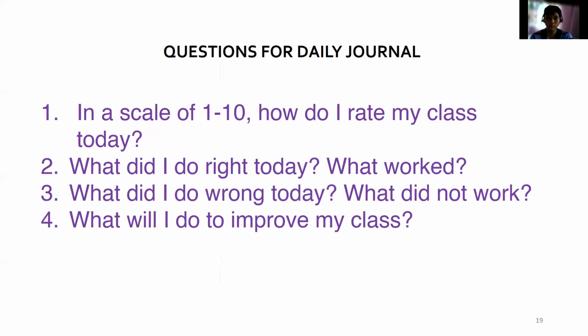One strategy is to come up with a daily journal. So these are some of the questions you can ask yourself. In that journal, on a scale of 1 to 10, how do I rate my class today? What did I do right today? What worked? What did I do wrong today? What did not work? What will I do to improve my class? So you have to have a notebook, a daily journal to evaluate your class. And then you can come up with very important qualitative data which you can use again for your action research. Then you can evaluate your data, and you're on your way to having a paper.